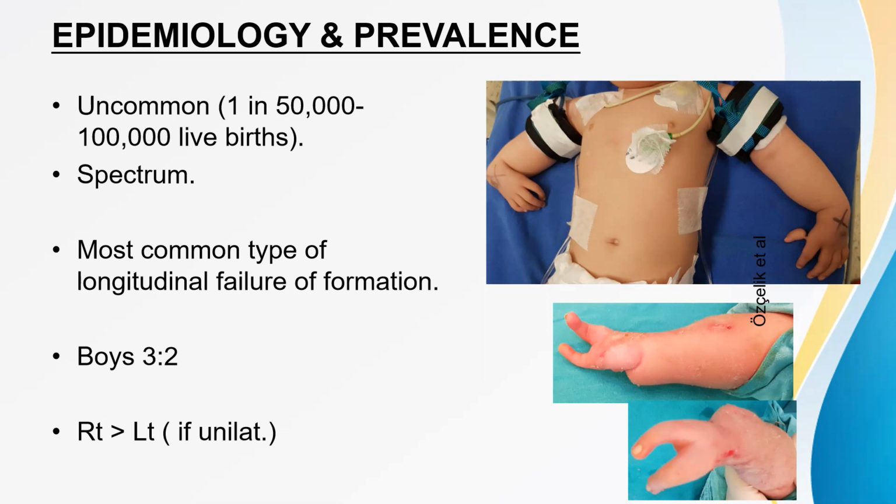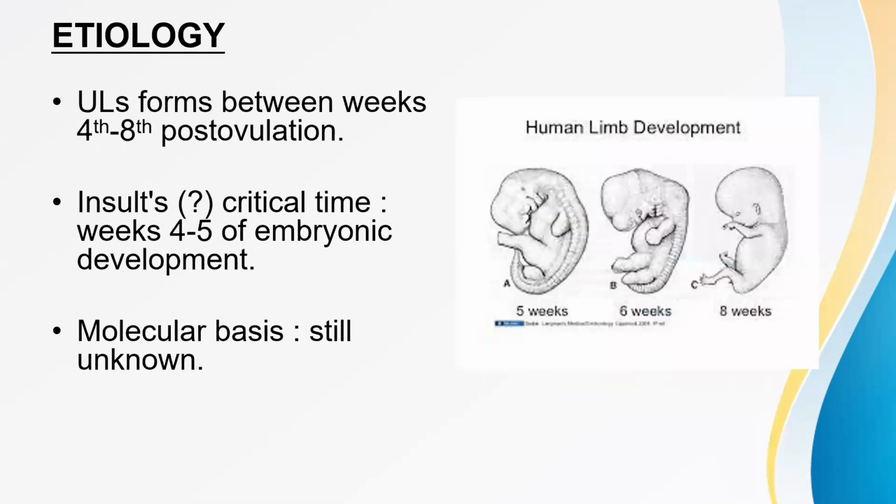Boys are usually reported to be affected more than girls, but there is no known interpretation for this variation. It is usually bilateral, but if unilateral, the right side is usually involved more than the left side.